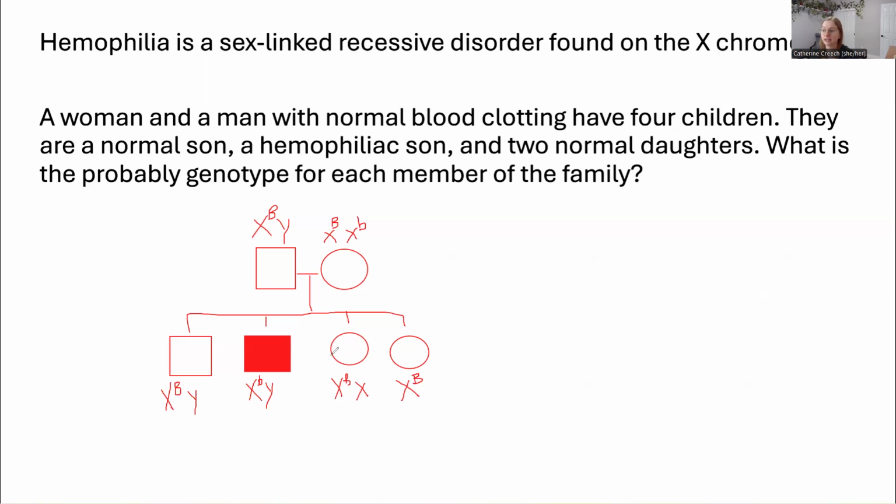They got both of those XBs from their dad, because that's the only thing he has to pass on to his daughters. Because they got that dominant trait, they do not have hemophilia.